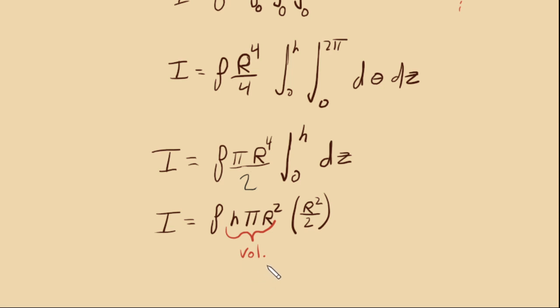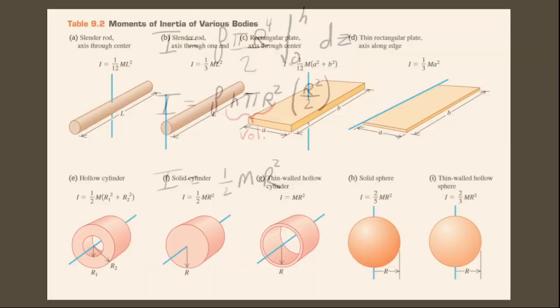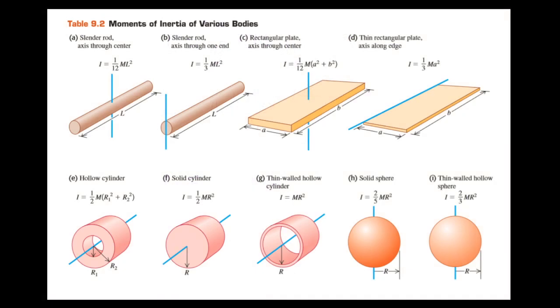And when we multiply our volume times our density, we end up with a mass. So simplifying this equation, we end up with I equals 1/2 mr squared. So we could go to our cheat sheet for a moment of inertia and compare our results to what we have offered on this table. If we look down at F, it says a solid cylinder, I equals 1/2 mr squared.